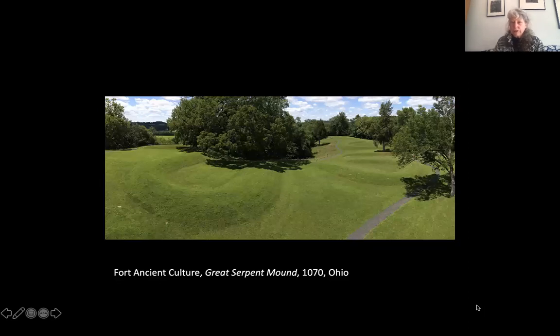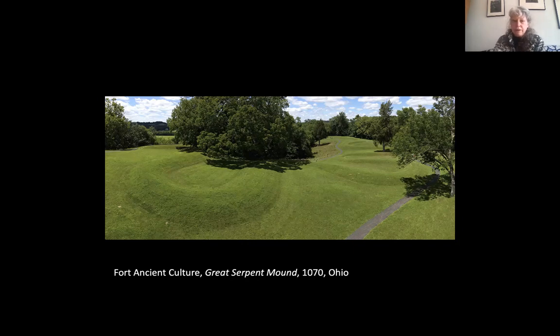Okay, so the first artwork we're going to talk about is the Great Serpent Mound, and it's going to come up later in the course when we get to 20th century American earthworks, because this mound, the Great Serpent Mound, influenced another American artist who started making earthworks.